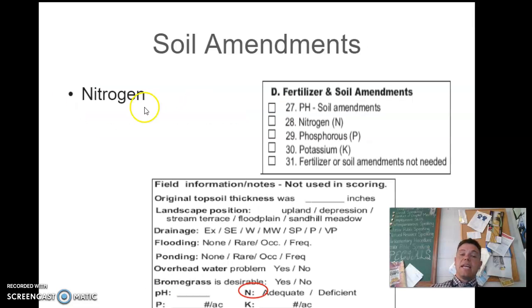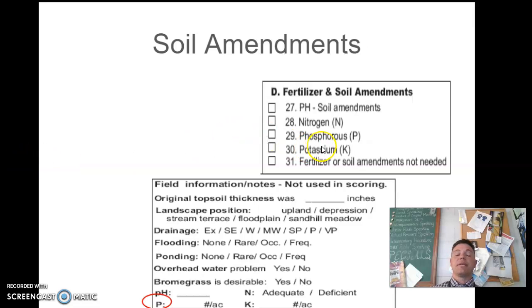Number 28 is nitrogen, that is typically used for plant growth and how well the plant will grow structures like the leaves and the stems. With those particular leaves, stems, and roots, we need nitrogen to be adequate. If it is deficient, we check number 28. If it is adequate, we leave number 28 blank.